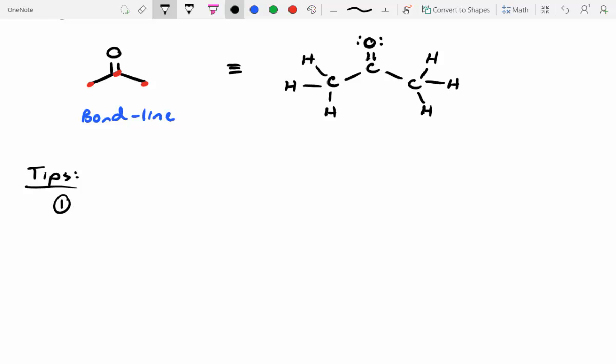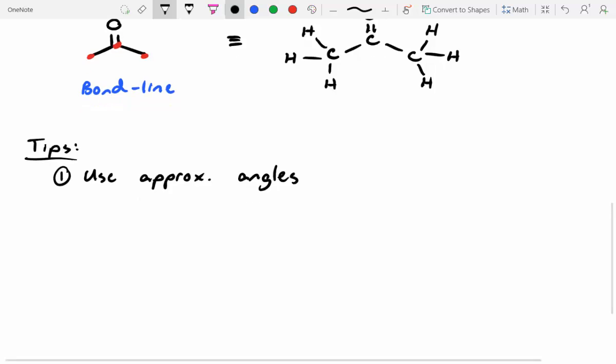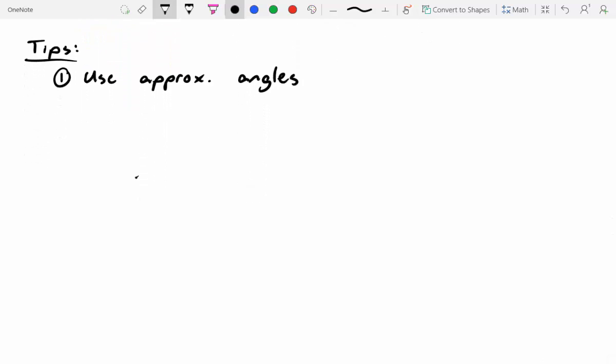Number 1 is use approximate angles. This is my personal pet peeve. So for example, let's take a look at acetone. You could draw acetone like that. Once in a while, I get a student that draws acetone like that. That just looks kind of funny.